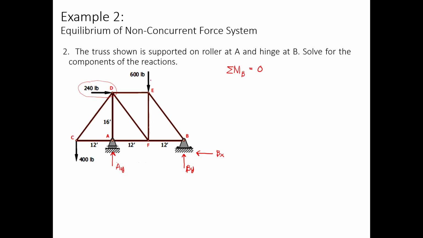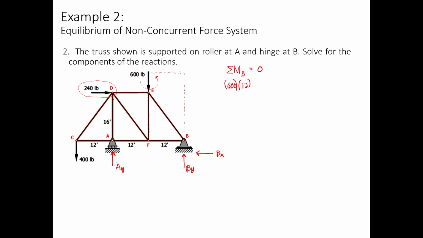So starting off with the 600-pound force, times 12 feet, this will create a counterclockwise rotation. So this is a positive moment. So this is positive 600 times 12.